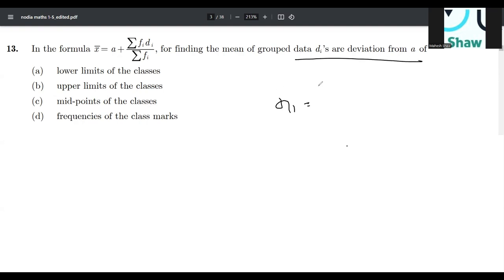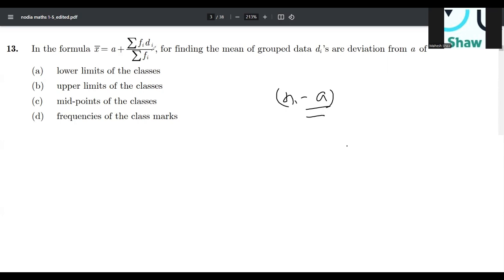Deviations, these are the deviation from A. All right, that's deviation from A, that's correct. This is xi minus A, which we do for finding the mean of the group data. These are deviation from A. It is true that it is the deviation from A, but what we have to determine.